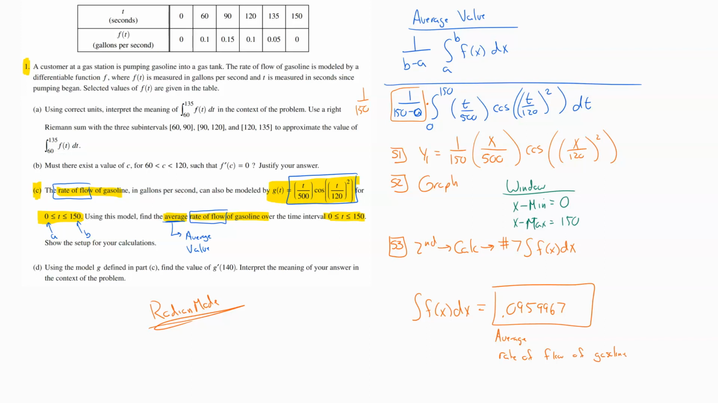So this one wasn't too bad as long as you remembered what that average value formula was. You'd have gotten 2 points on this problem. You'd have gotten 1 point from setting up the proper integral right here. And then you get 1 point from getting the final answer.